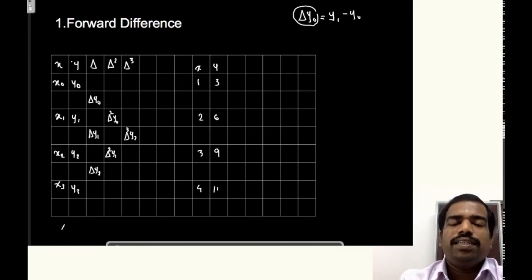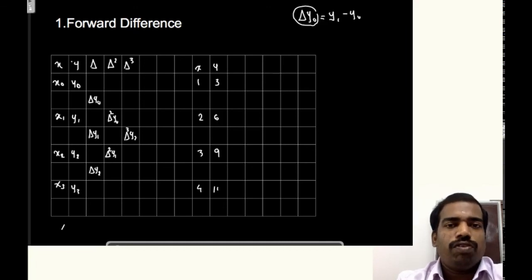So in this way you can construct a forward difference table. Hope you understand what is the forward difference of a function, how to write the forward difference of various orders, and how to construct the forward difference table.